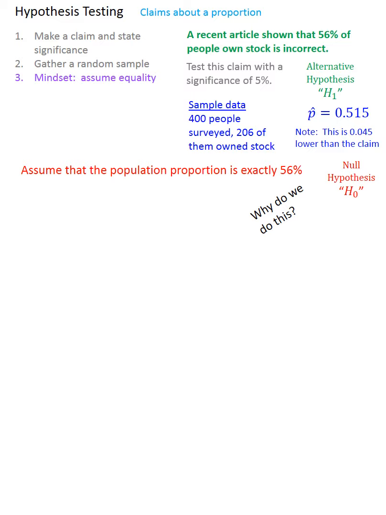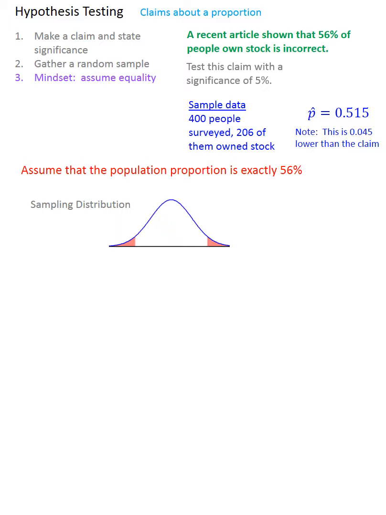Reminding you of the statistical names of the 2 statements. Now let's imagine a sampling distribution in a world where exactly 56% of people own stocks. What would p-hat values look like? Well, most of them would be near 56%. But it's possible that because samples vary, it could be lower or higher than that.